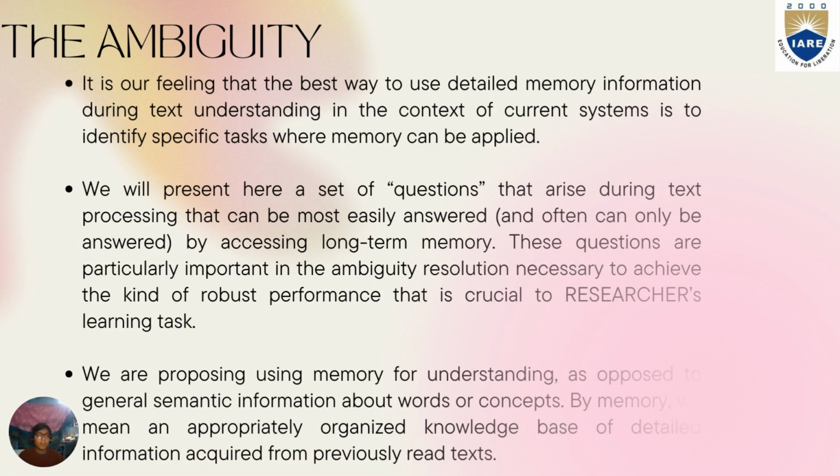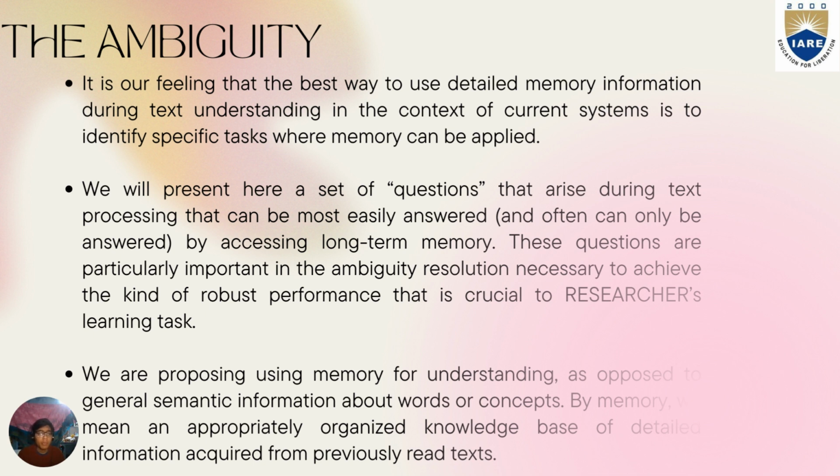It is our feeling that the best way to use detailed memory information during text understanding, in the context of current systems, is to identify specific tasks where memory can be applied. We will present here a set of questions that arise during text processing that can be most easily answered, and often can only be answered, by accessing long-term memory. These questions are particularly important in the ambiguity resolution necessary to achieve the kind of robust performance that is crucial for researchers' learning tasks. We are proposing using memory for understanding, as opposed to general semantic information about words or concepts.